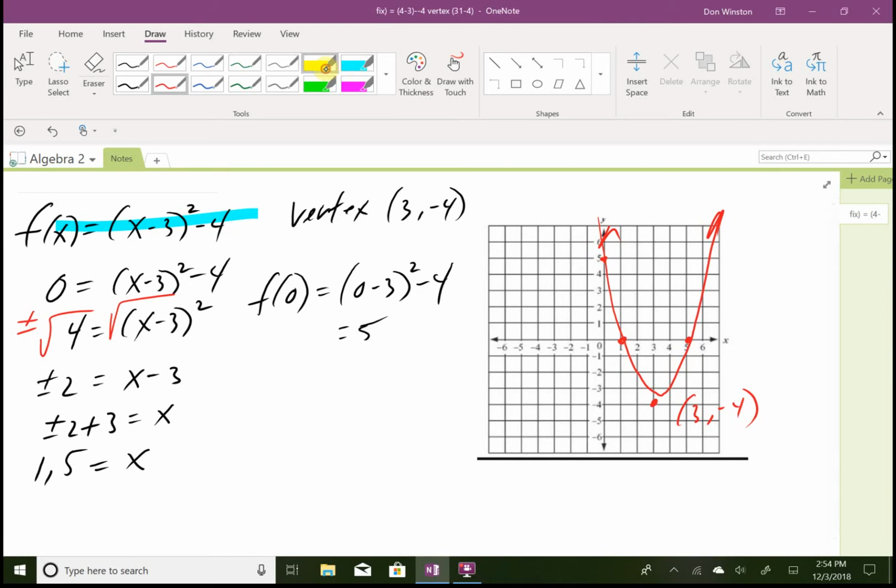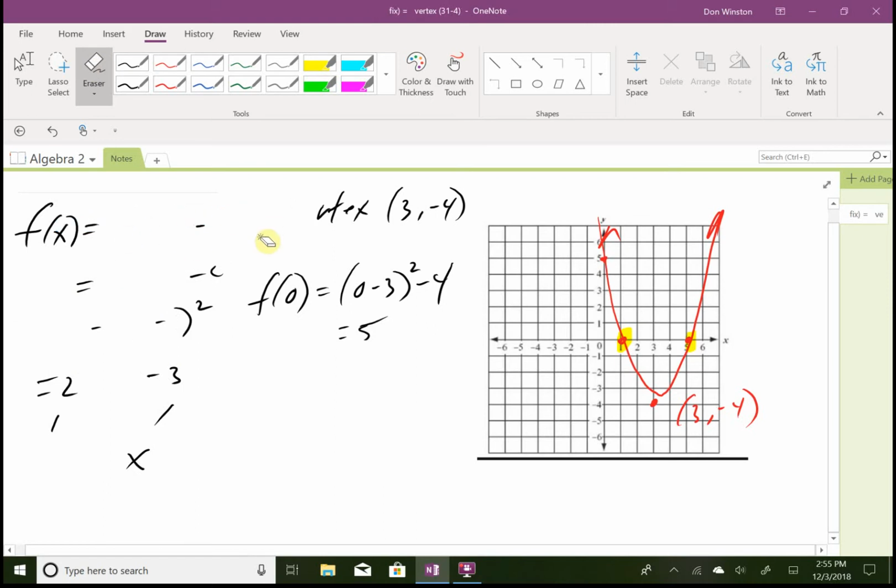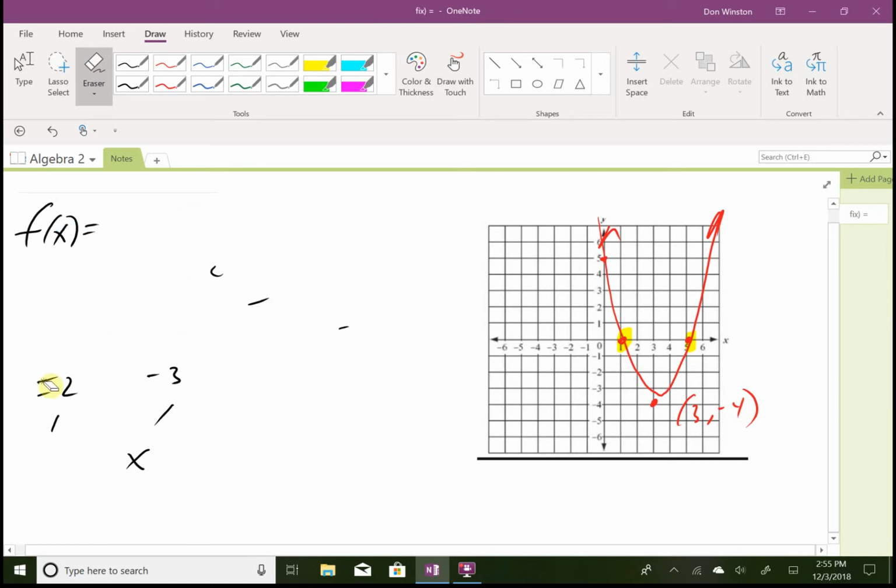So notice again that I found the zeros. That's where the parabola crosses the x-axis. Okay, so that's what we did last trimester. Let's just take a look at another one. Let's clear off the board.